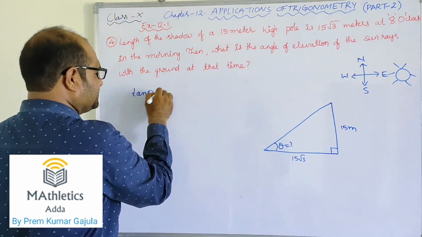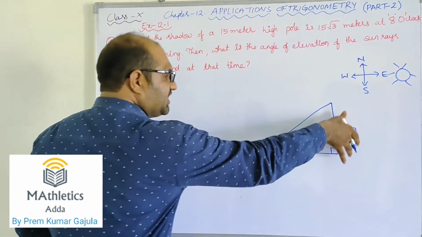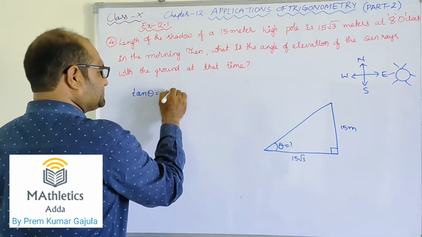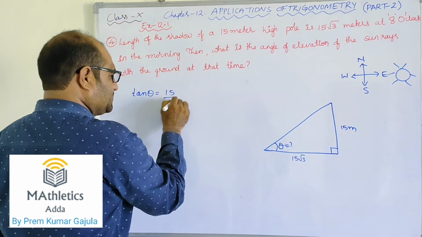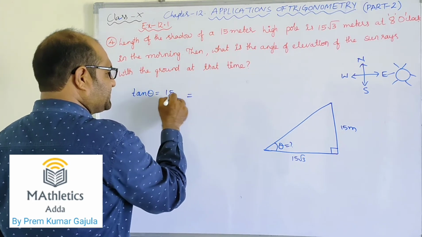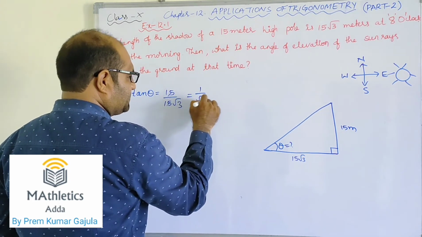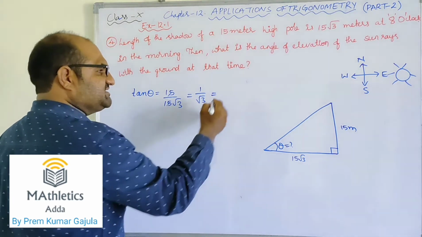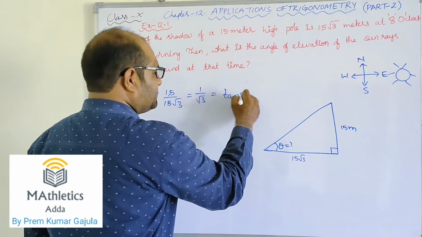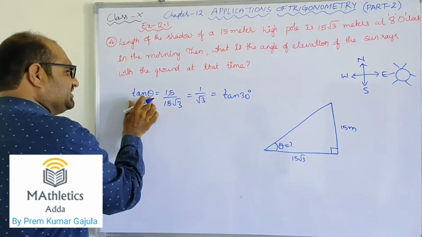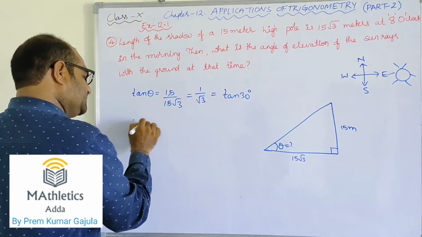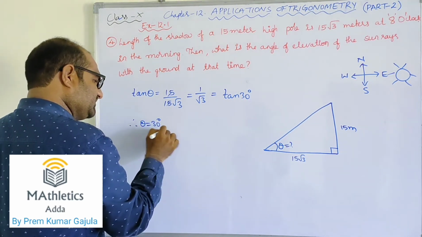So I am applying tan theta is equal to opposite by adjacent, that is 15 by 15 root 3. This 15 and 15 get cancelled. You will get 1 by root 3. And we know that 1 by root 3 is the value of tan 30 degrees. So tan theta is equal to tan 30, therefore theta is equal to 30 degrees is our required answer.